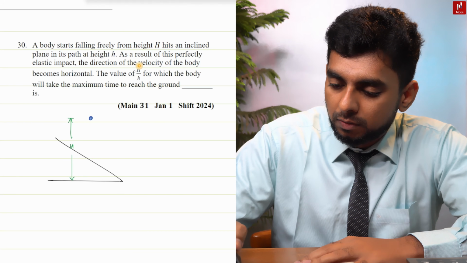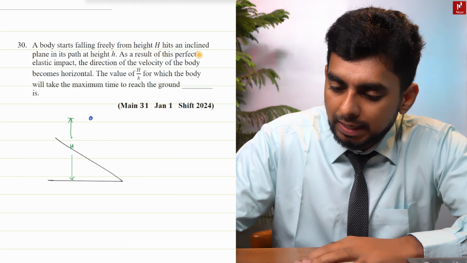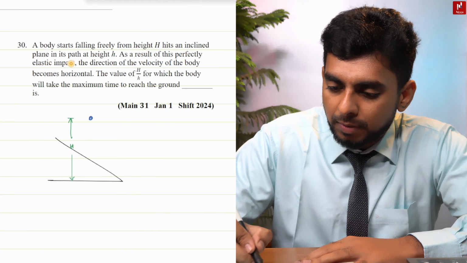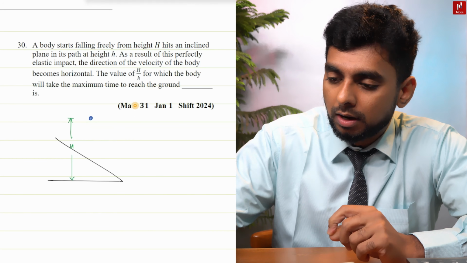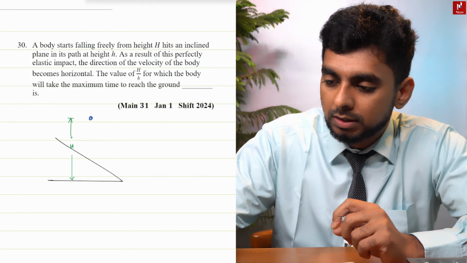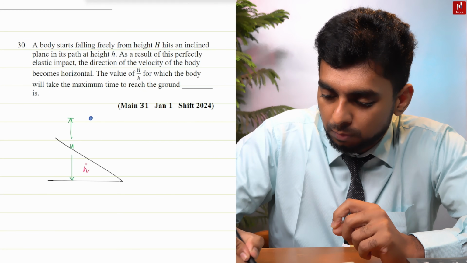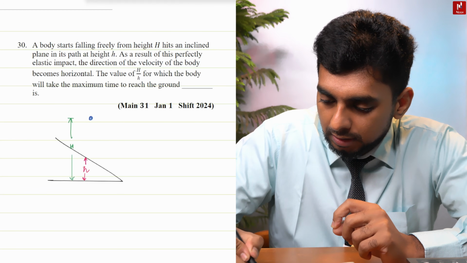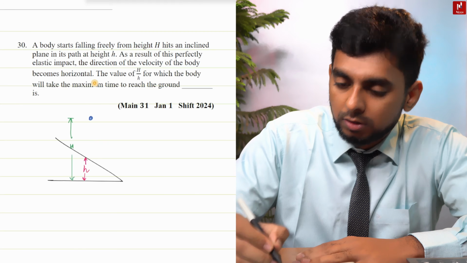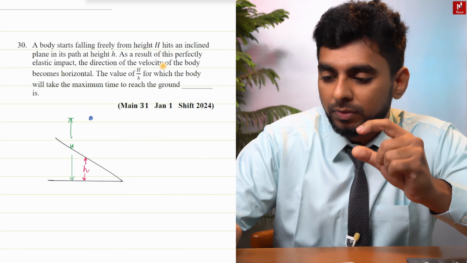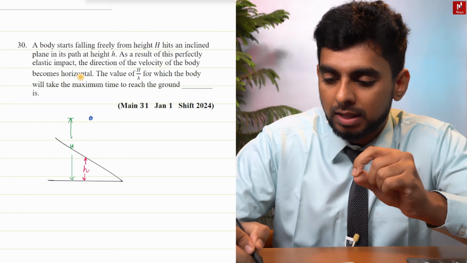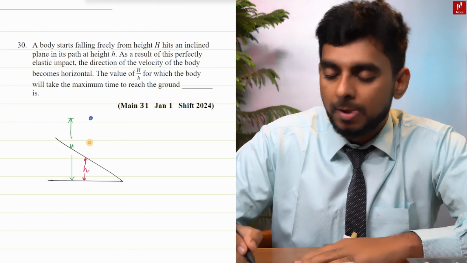And then what's going to happen over here is it hits an inclined plane in its path at height small h. Okay, so it's going to hit the inclined plane at a height small h. So this distance is going to be small h. So this is where it's going to hit the inclined plane. So a body which is falling freely from a height capital H hits an inclined plane in its path at height small h. Got it?